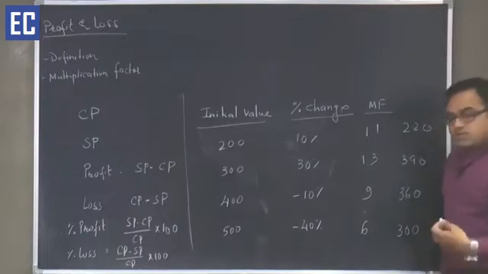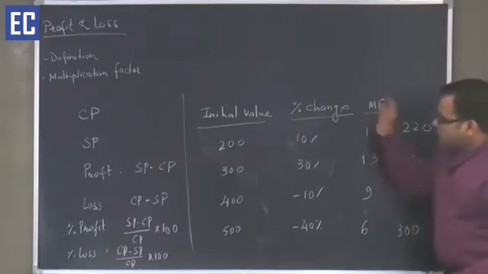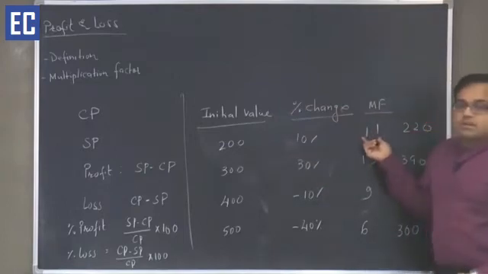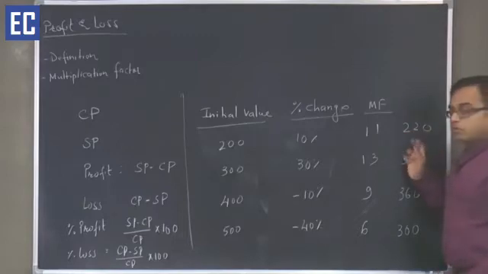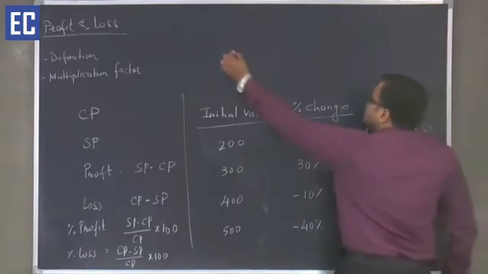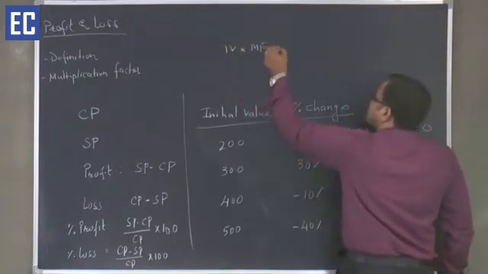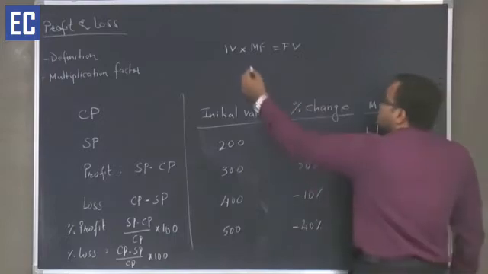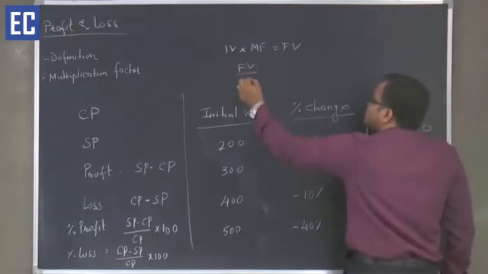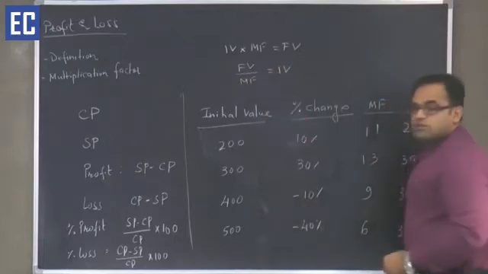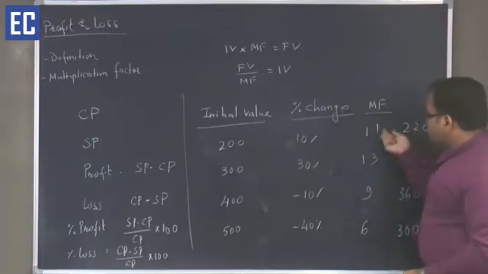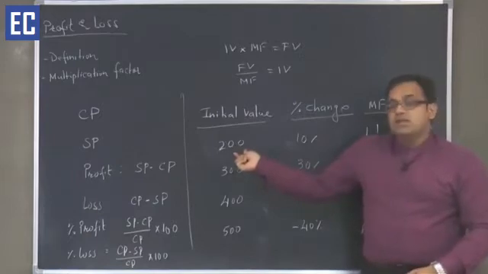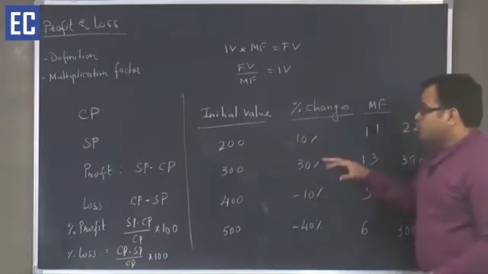The very interesting thing to observe is that I can go from the final value back to the initial value by dividing by the multiplication factor. So let us say it is 220 after an increase of 10%, then 220 divided by 1.1 will be the initial value. So initial value multiplied by multiplication factor is equal to final value, and final value divided by the multiplication factor is equal to the initial value. So that's the basic concept of the multiplication factor.